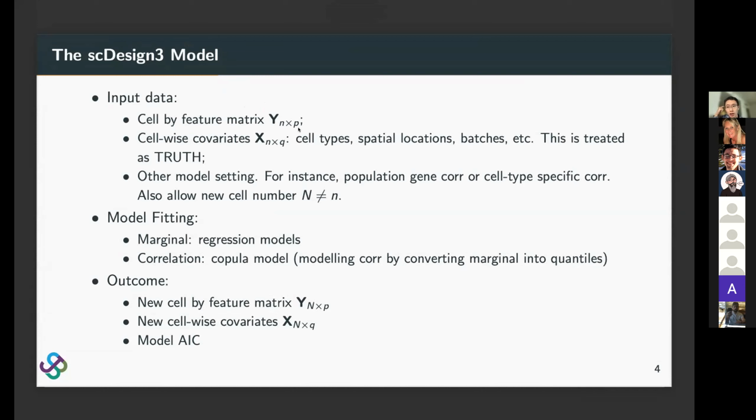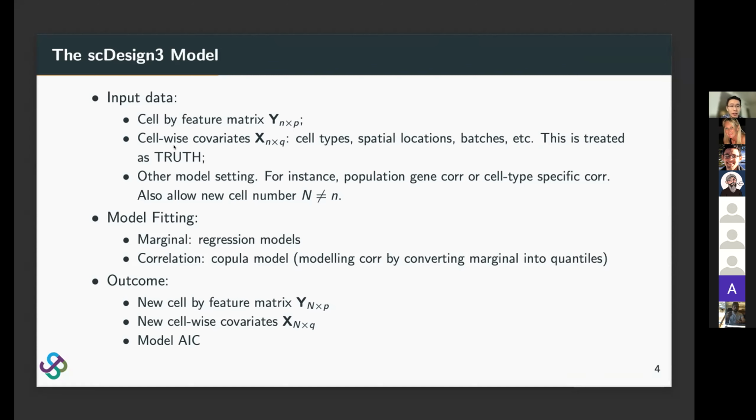But for other kinds of technologies, for example, ATAC-seq, you need to convert your genomic data into a peak by cell matrix. But as long as your input data is a matrix, then this is okay.